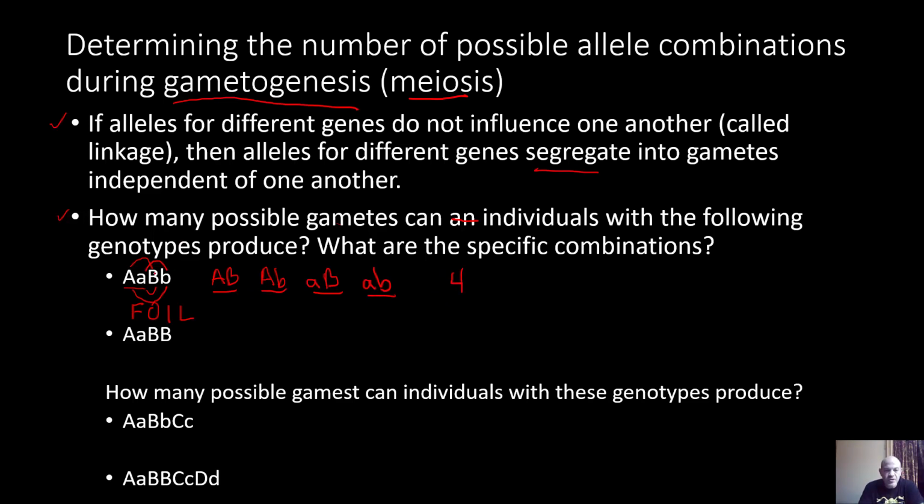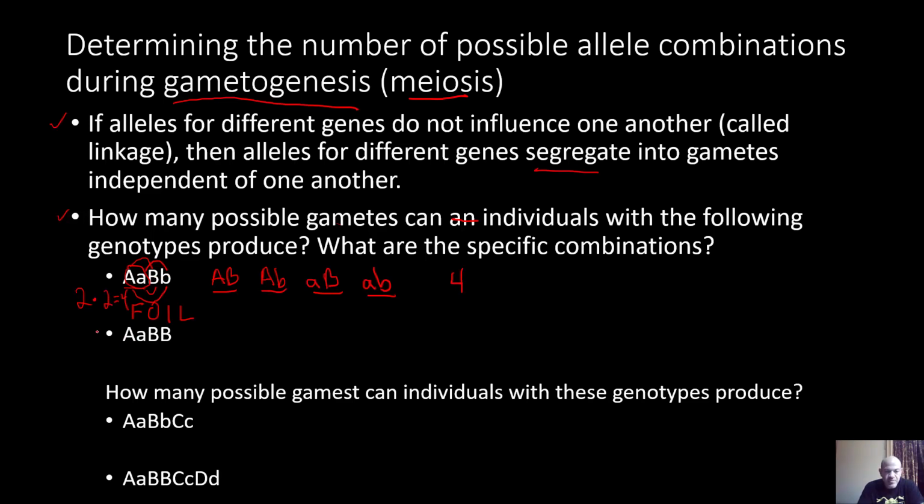There's a quick way to do it here. Because the A gene does not influence how the B gene alleles segregate, that's a multiplication rule. You can either get a gamete with a big A or a little a, so that's 2 possibilities. And then you can get a gamete with either a big B or a little b, and that's 2 possibilities, so that's 2 times 2, and that gives us 4. So let's try that here.